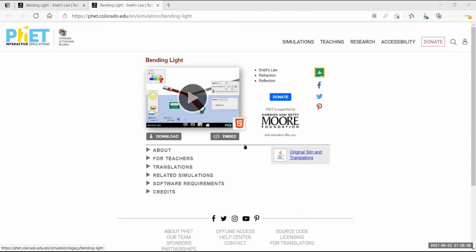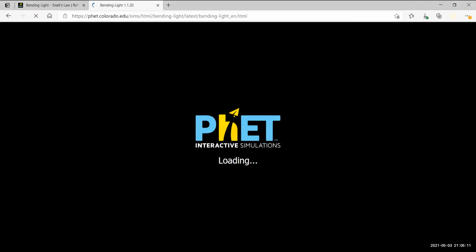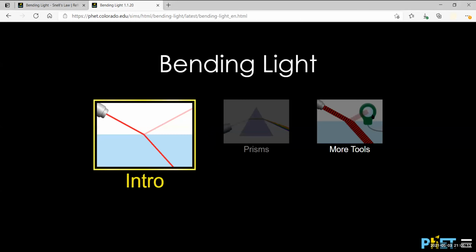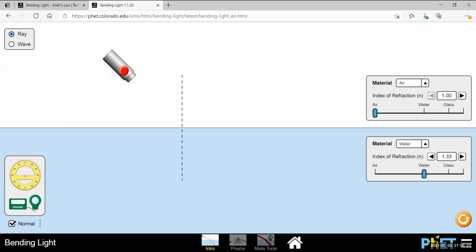Don't bother with the original simulation. This one is fine, so just click on it. Once you click on it, go to the intro. This is exactly the picture that you see in the lab. If you go through the lab, it starts with air and water right now, and you're going to explore the laws of reflection and refraction.